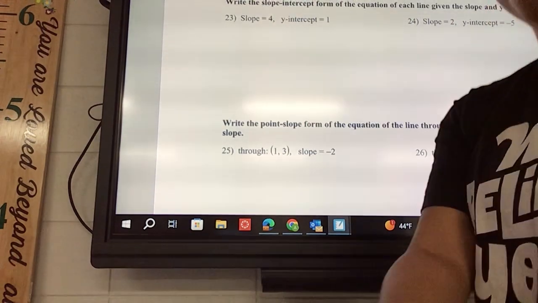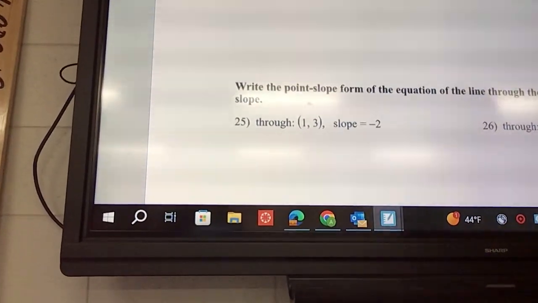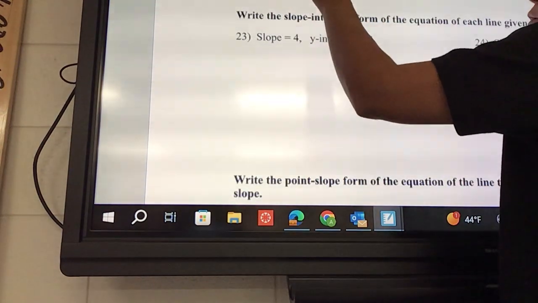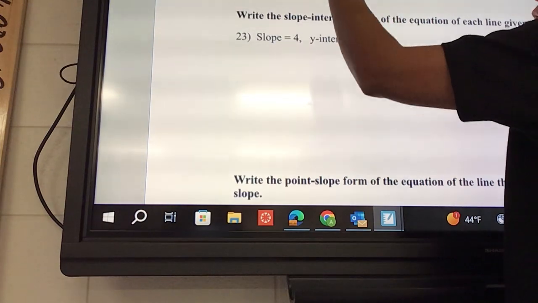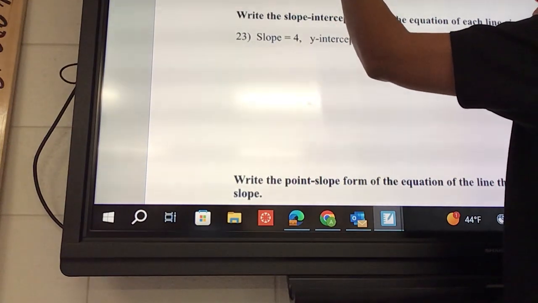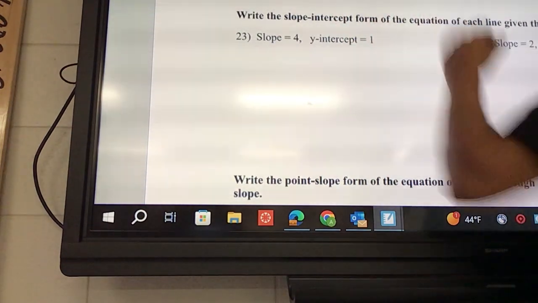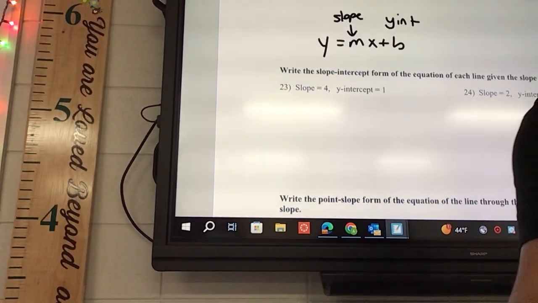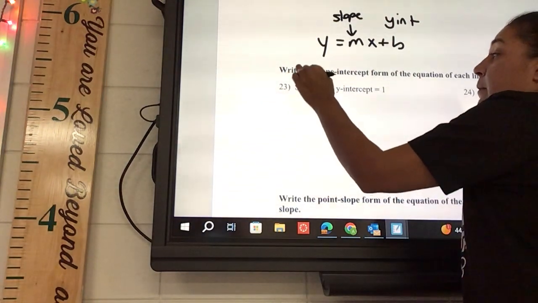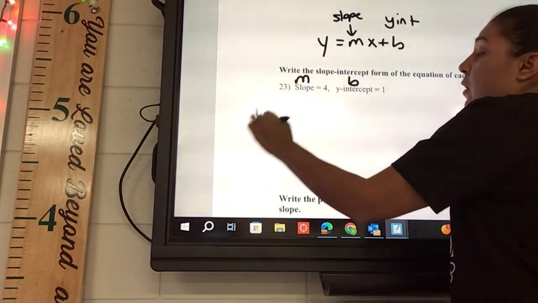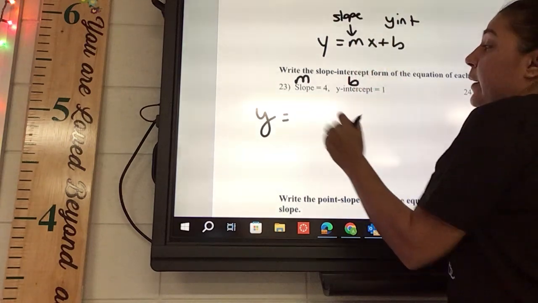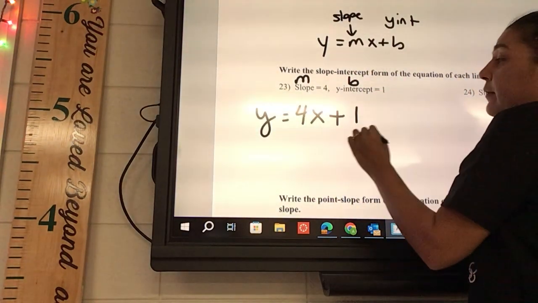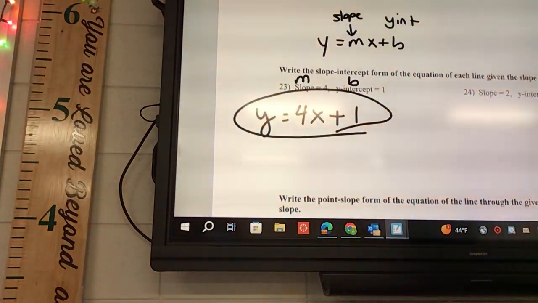So, if we look at 23, it says write the slope-intercept form. So it's y equals mx plus b, where this is my slope and this is my y-intercept. This is my m and that's my b. So it's gonna be y equals, my m is 4, x plus my b is 1.